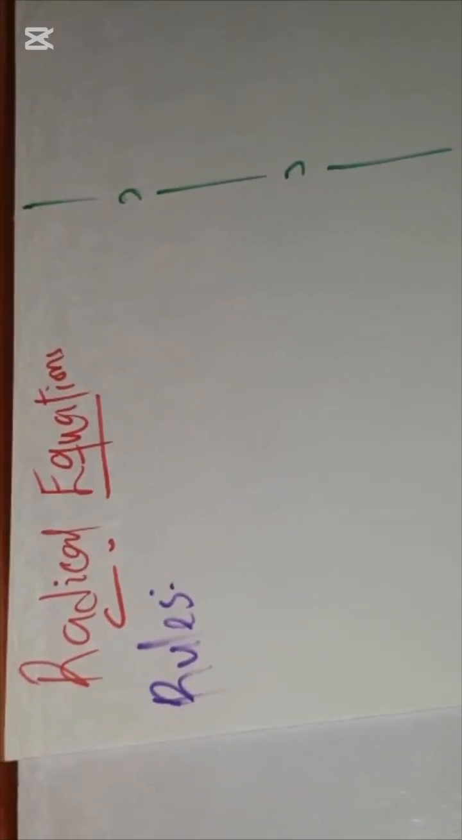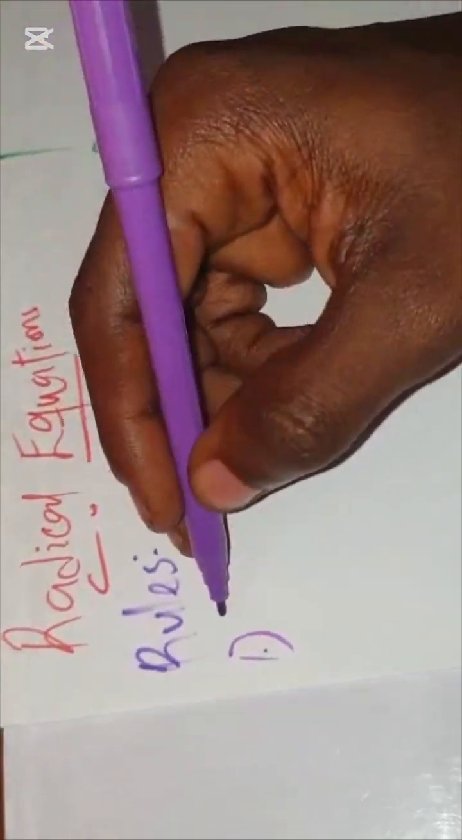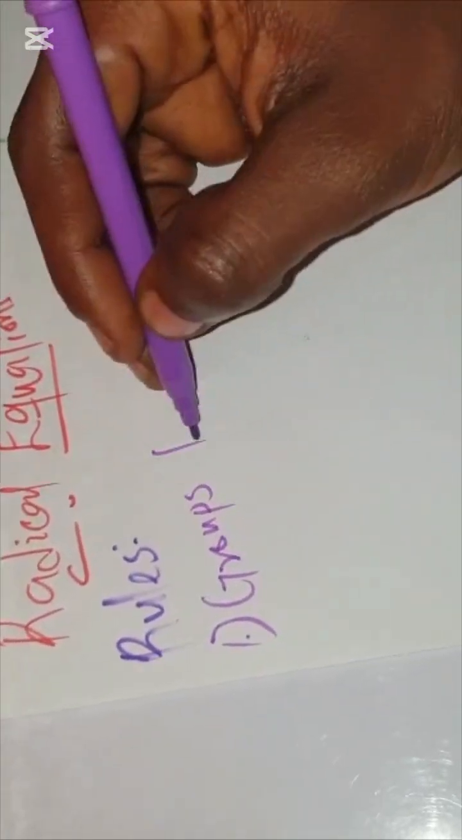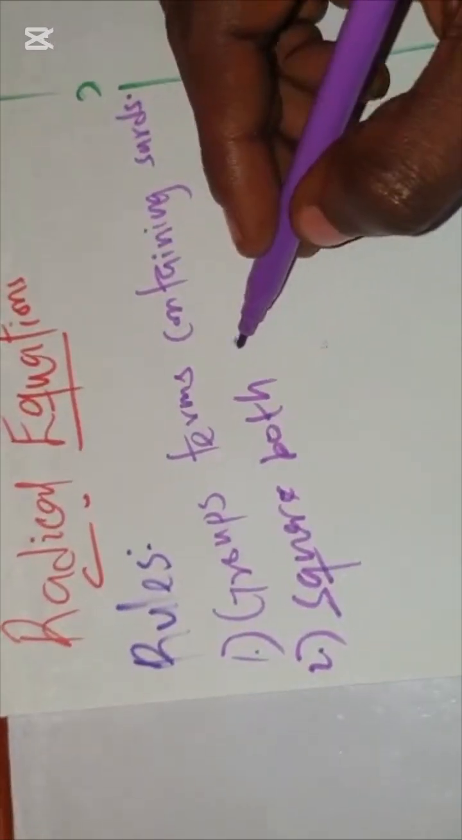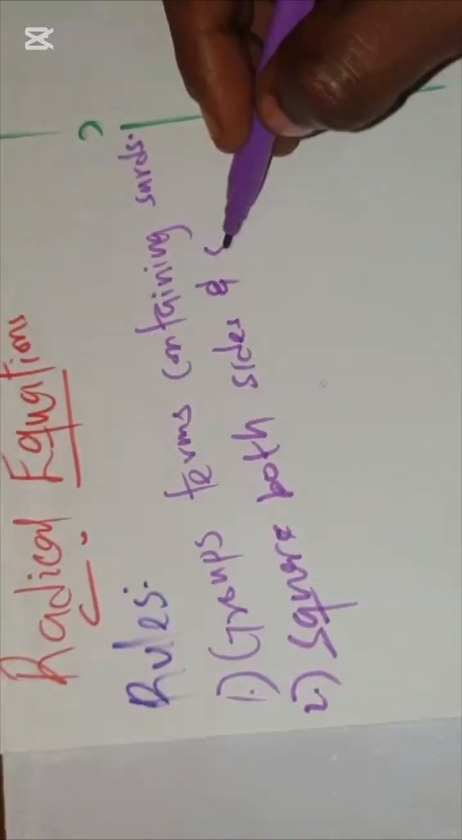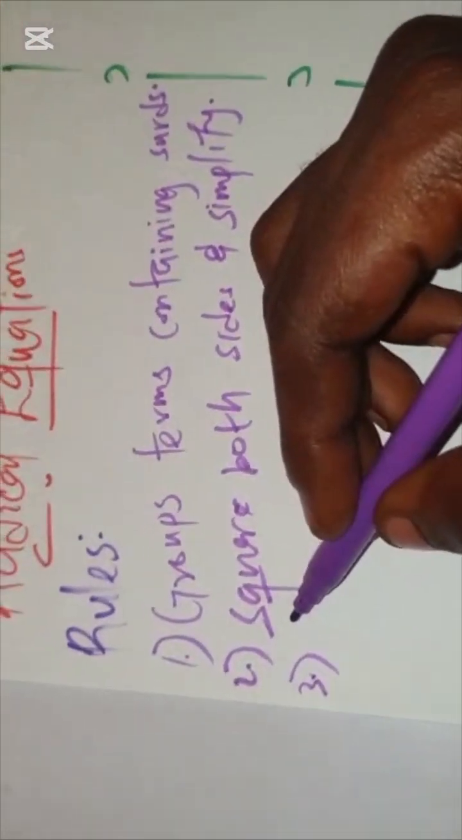With the rules, we are going to write the first one, which says we must group terms containing the surds. Root 2, we must square both sides and simplify. Rule number 3, you must square again if necessary.